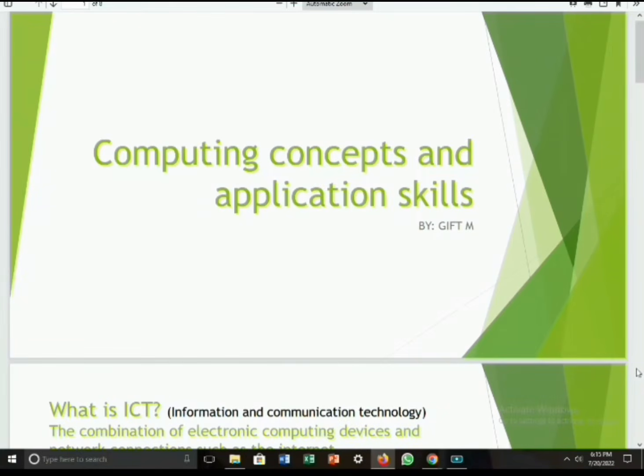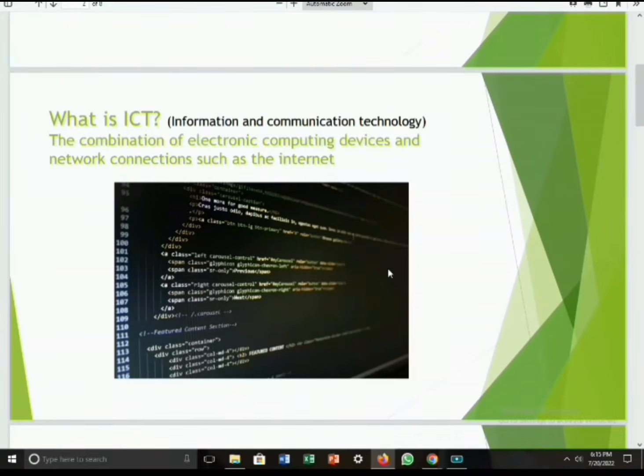And today we'll actually be doing computing concepts and application skills. This is a part 1 to this topic, so please keep your head up for a part 2, because we'll be doing a part 2 really soon. So yes, let's get into this.